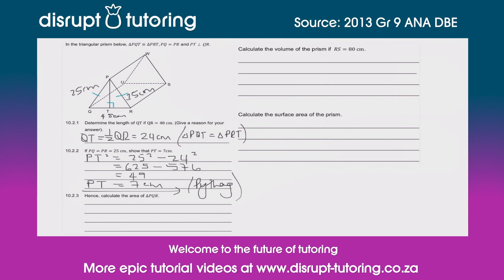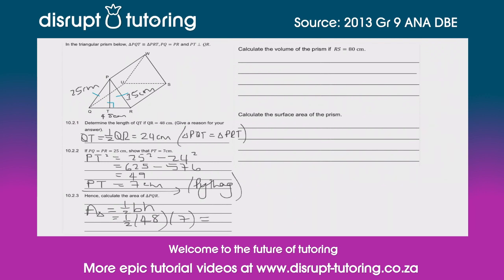Now they've said to us hence, and hence is a beautiful word. Hence basically means look at the questions above and see how they can help. Hence, calculate the area of triangle PQR. So we've got triangle PQR, and we know that the area of a triangle is equal to half our base times our perpendicular height. So what is our base? Our base is this line over here, which is 48 centimeters, times our perpendicular height, which we calculated in our previous step, which is therefore 7 centimeters.